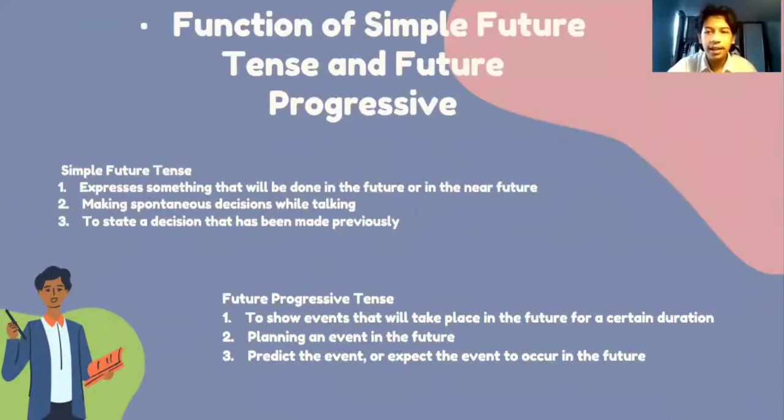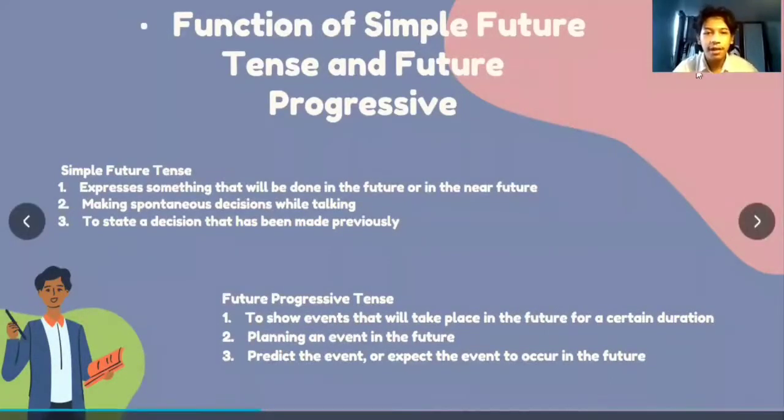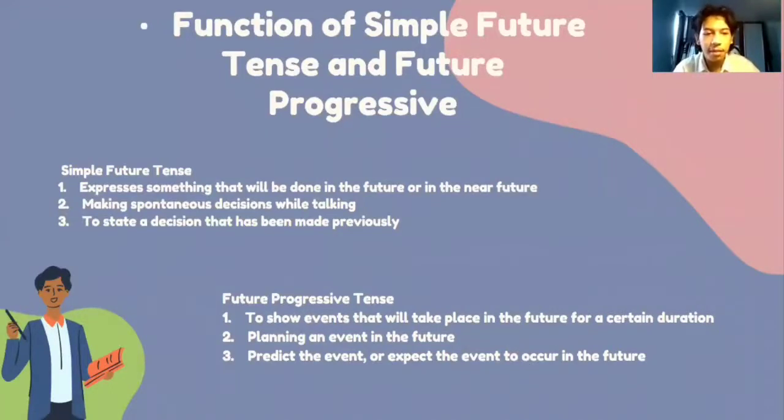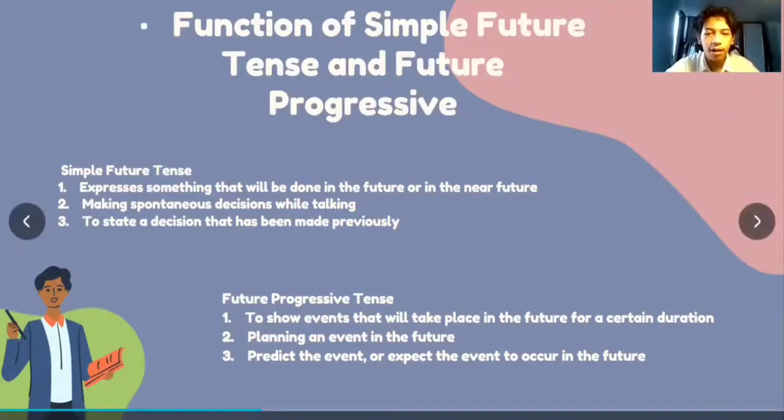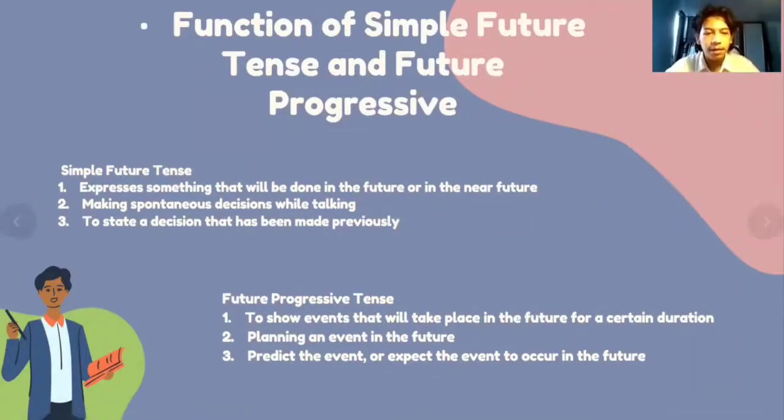And the next slide is the function of simple future tense and future progressive. For the simple future tense, number one is to express something that will be done in the future or in the near future. Number two is making spontaneous decisions while talking. Number three is to state a decision that has been made previously.